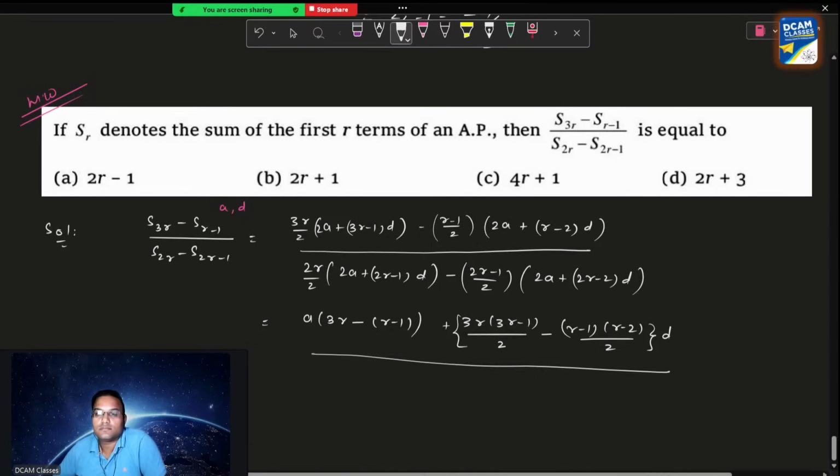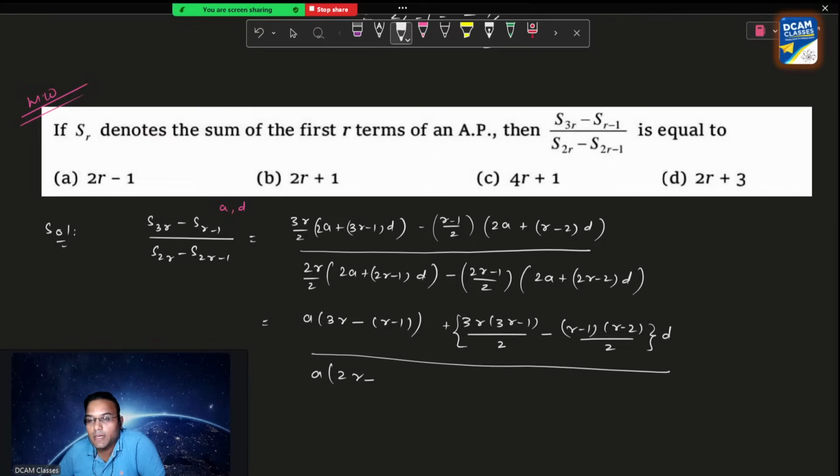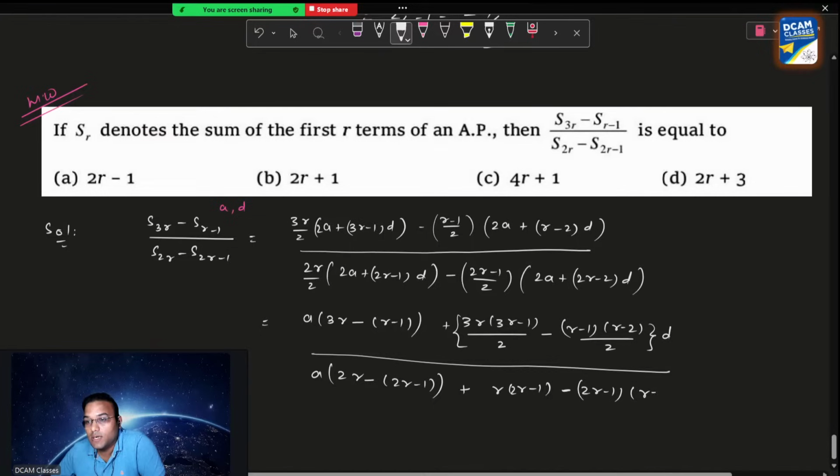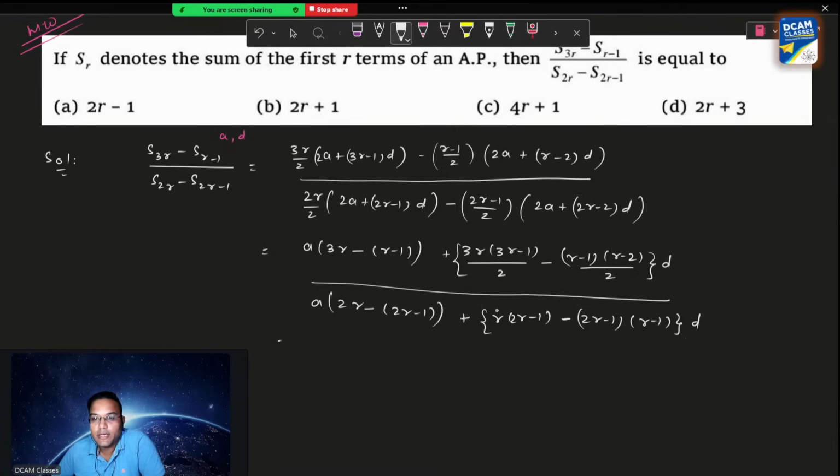Divided by A into, 2 gets cancelled, 2R minus 2R minus 1 into A, plus R into 2R minus 1 minus 2R minus 1 into R minus 1, whole with D. Now I'm trying to see whether I can take anything common.